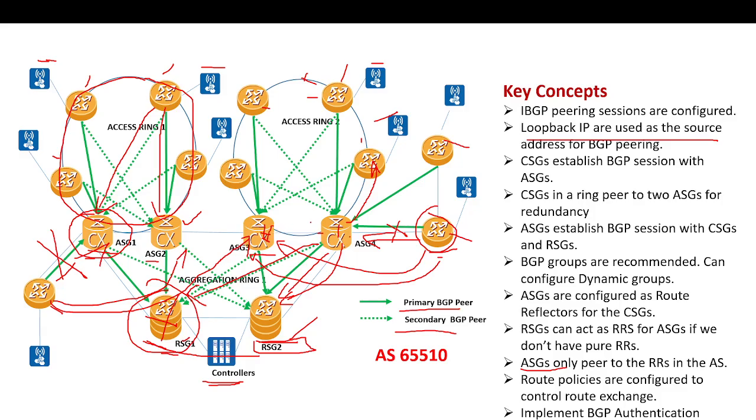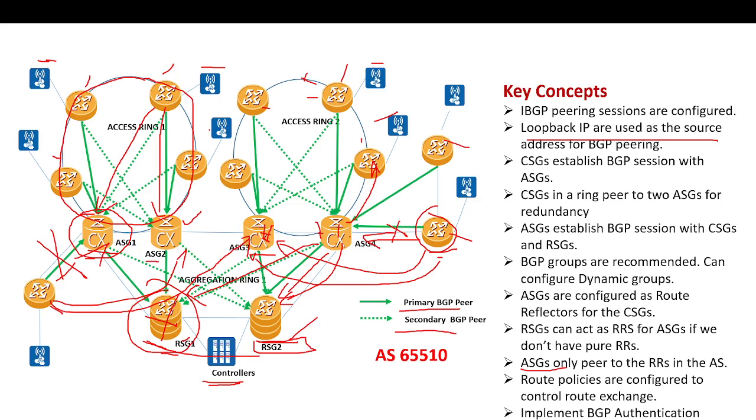I've not mentioned that we have a BGP peering session between SG3 and SG4. No, we don't have a BGP peering session between SG1 and SG2. They are just peering to the route reflectors, which are the RSGs in the network. You don't have to establish meshed peering between the SGs.